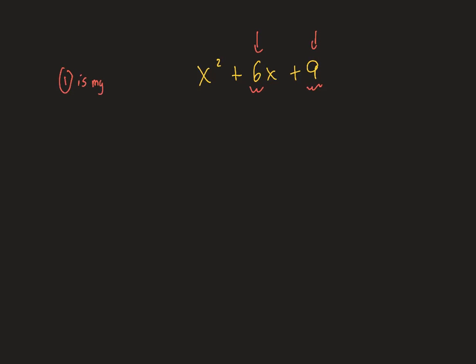So the first check would be, is my last and first term a perfect square? Well, let's see. X squared is x times x. So, yep, that's definitely true. What about my number 9? Well, my number 9 is 3 times 3. So, yep, that is definitely a perfect square as well.